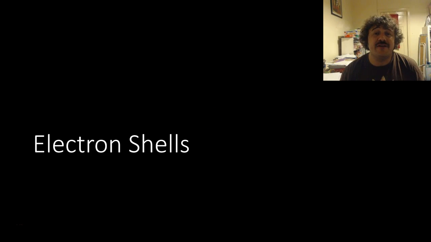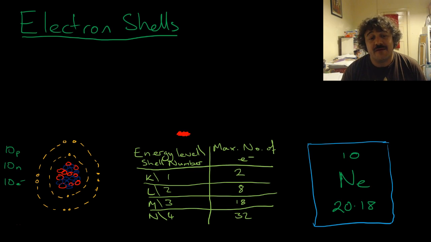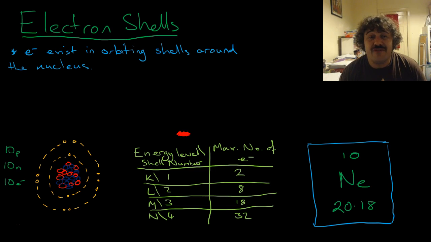Alright guys, so let's have a look at electron shells. Let's get specific with their atomic structure. In particular, electron shells, how the electrons are orbiting. The example we are going to use is this one down here, which is neon. Okay, so that's our key example. Electrons orbit the nucleus in shells.